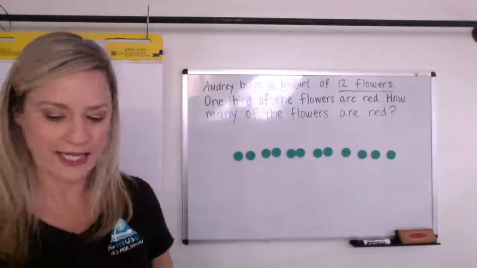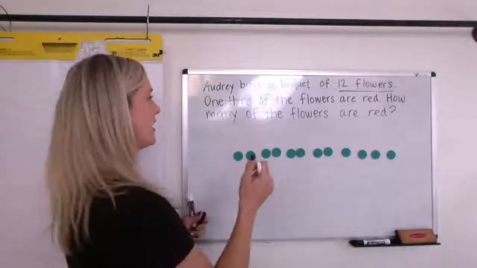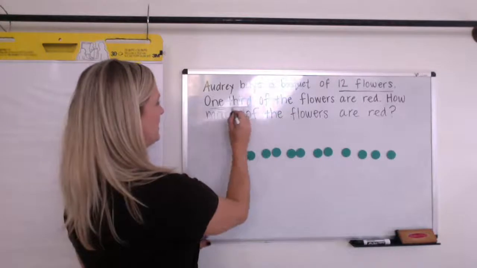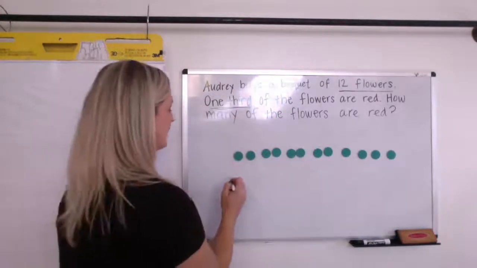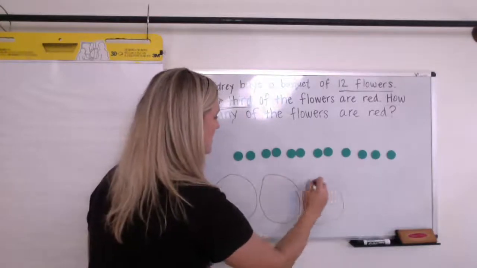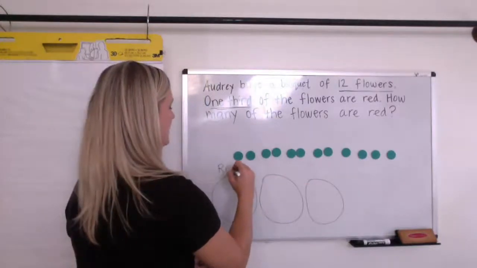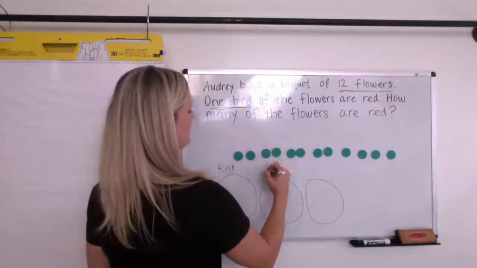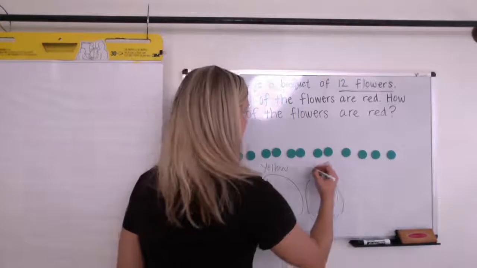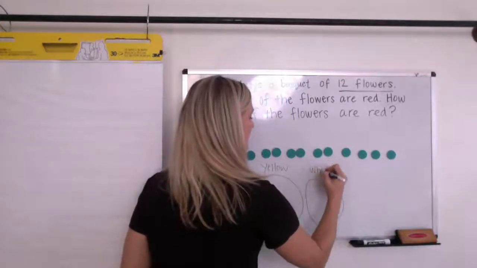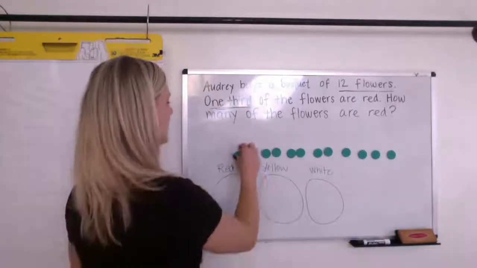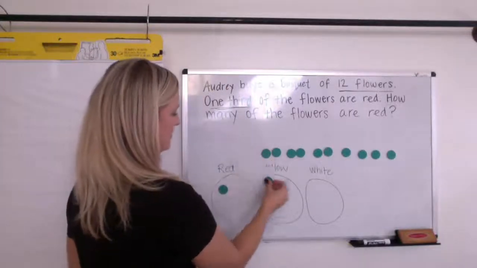Okay, I'm going to guess that some of you probably thought about making groups of 3, because 1 out of the 3 groups will have red flowers. So let's just name this red, and then I'm going to name some yellow. Why not? And let's see, how about some white flowers? See, I just made it up. Love making stuff up.